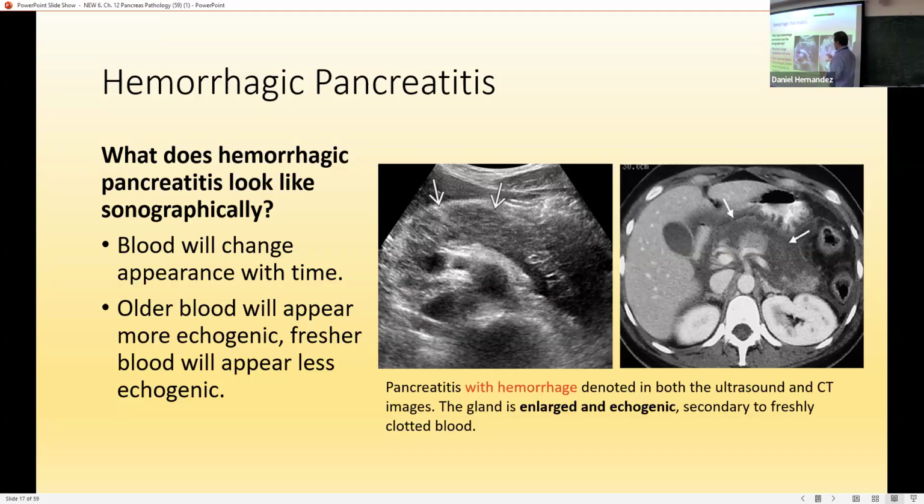Then the pancreas is going to be thickened and very, very heterogeneous. It is due to pancreatitis, so sometimes this hemorrhage can be very difficult to denote on ultrasound. Here we can see it's a little more echogenic.